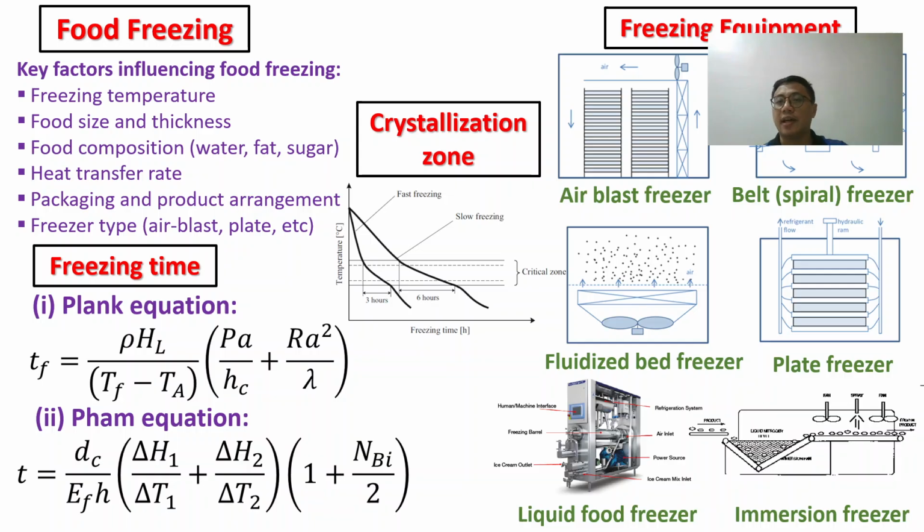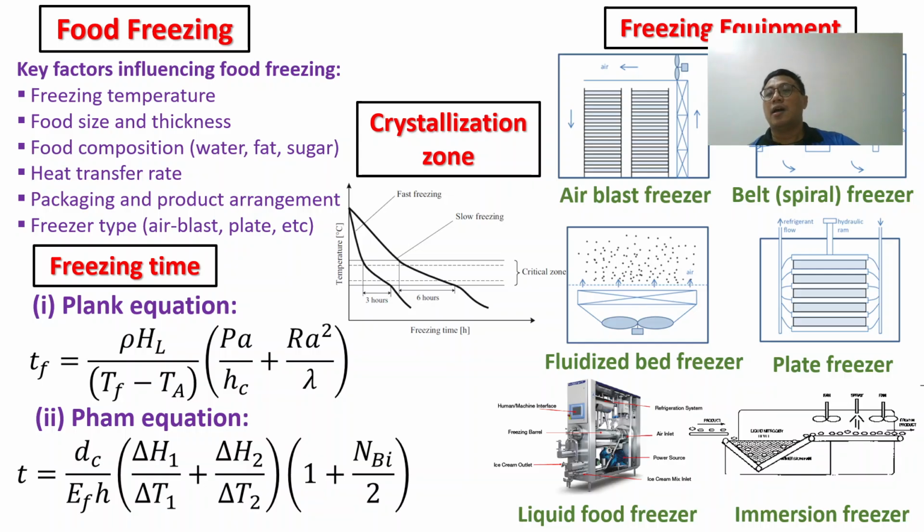It's like a room. We have an evaporator and condenser that can produce cold air that can freeze the food inside the air blast freezer. It can be batch mode or continuous mode. You can have one door or two doors, or it can be just push through, one side in, one side out.